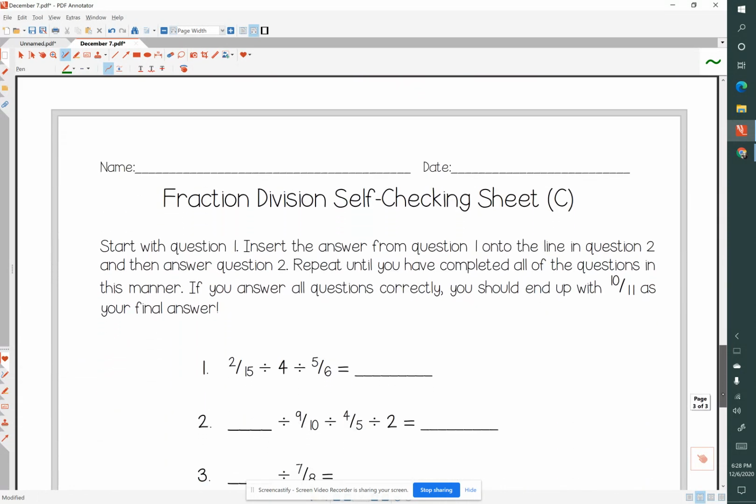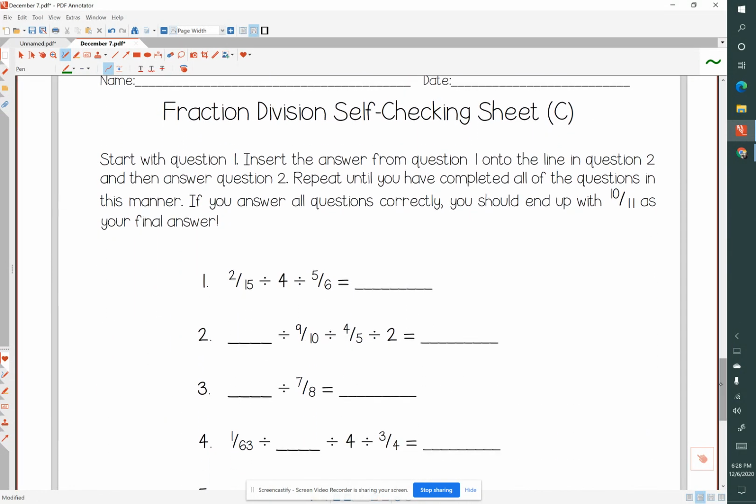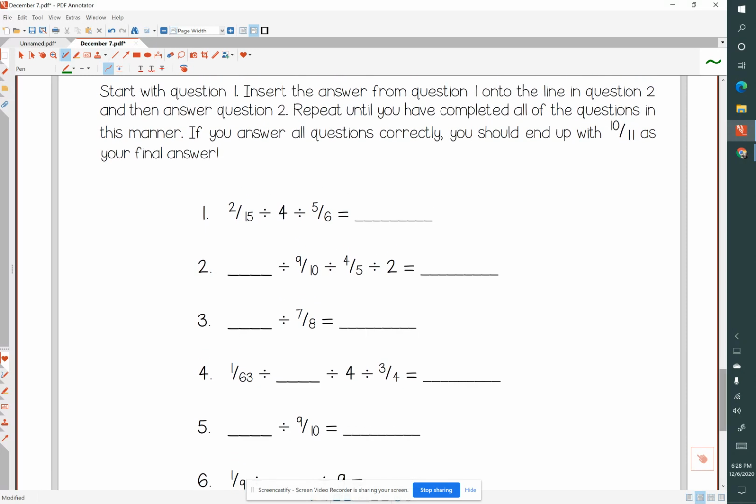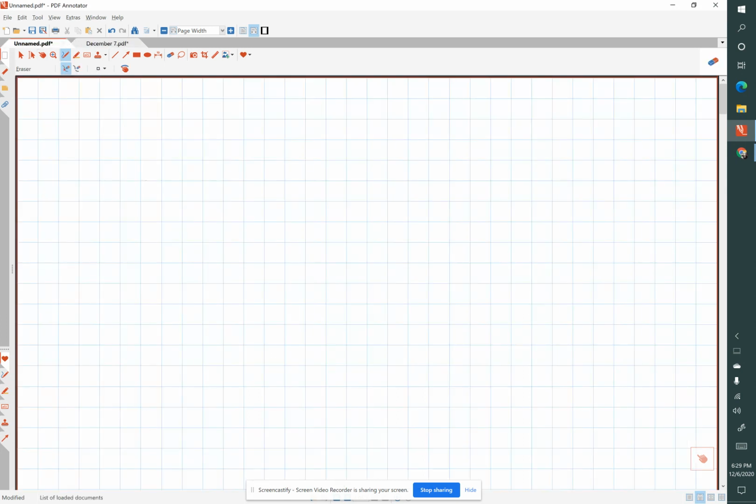So let's get started with our fraction division work. We have sometimes more than one fraction that we will divide together, and we're going to end up with 10/11ths as our final answer. For question number 1, we're dividing 2/5 by 4 and dividing that by 5/6. We definitely need some extra paper when we do this. So number 1, 2/15 divided by 4 divided by 5/6.